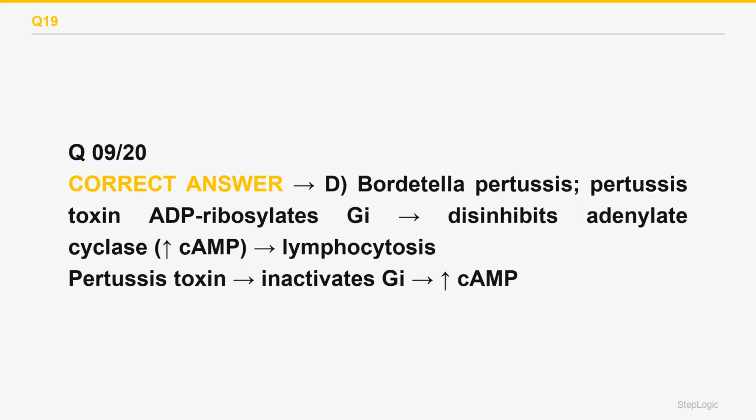The correct answer is D. The mechanistic contrast worth knowing: cholera toxin permanently activates the stimulatory Gs to raise cAMP, while pertussis toxin inactivates the inhibitory Gi to raise cAMP. Both increase cAMP, but at opposite ends of the G protein switch. Whooping cough with lymphocytosis grown on Bordet-Gengou, with pertussis toxin disinhibiting adenylate cyclase via Gi, identifies Bordetella pertussis. Prevent with the DTaP vaccine.